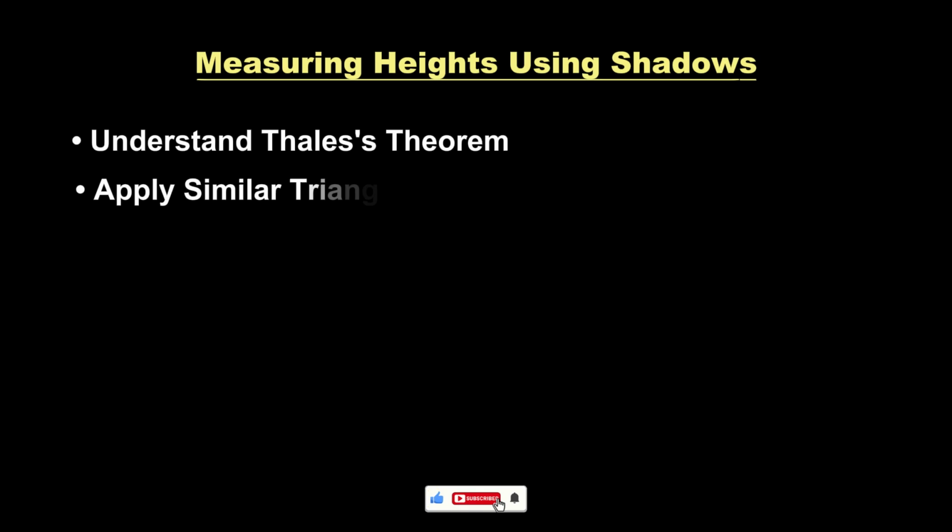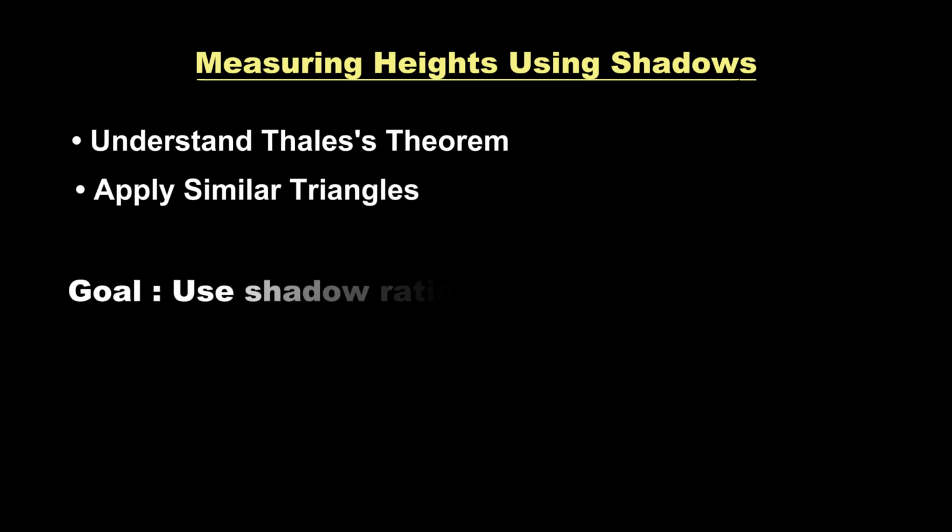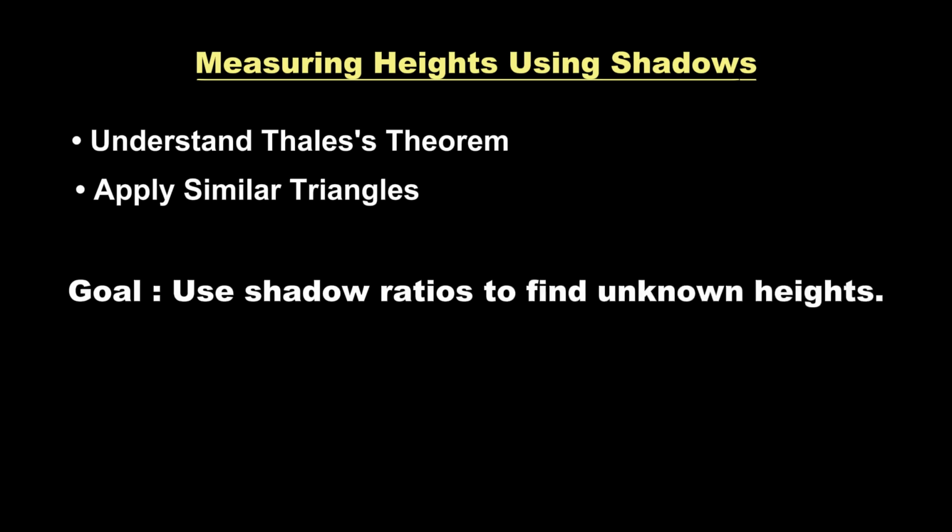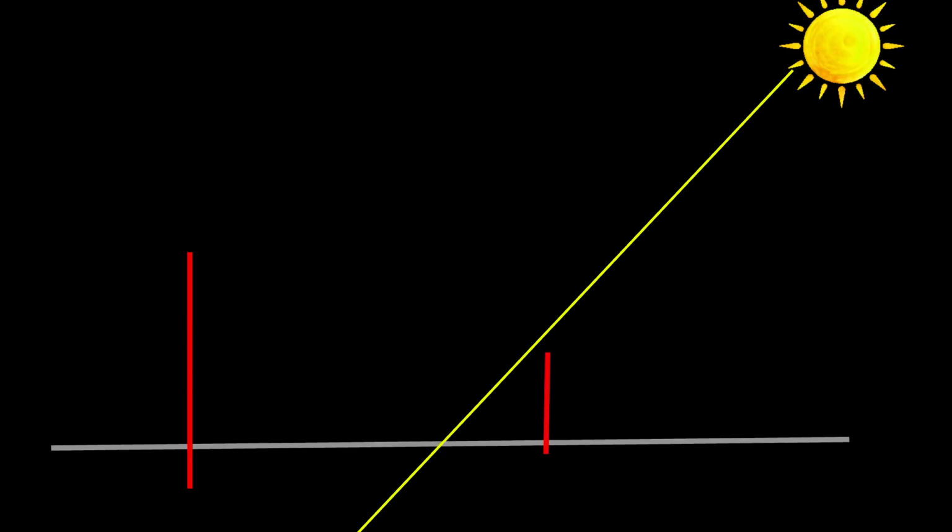In this video, you will learn how to measure the height of tall objects that are impossible to reach, like a flagpole or a building, using only a stick and the power of shadows. Our learning objectives are to understand the geometric principles of Thales' theorem and apply the concept of similar triangles to real-world measurements. Our specific goal is to use the ratio of a known object's shadow to find the height of an unknown object. Imagine you are standing outside on a sunny day.